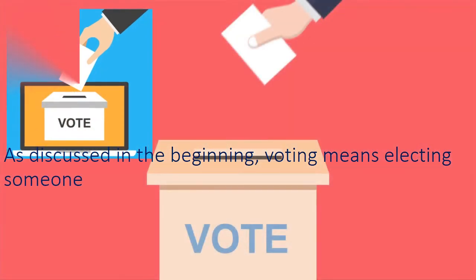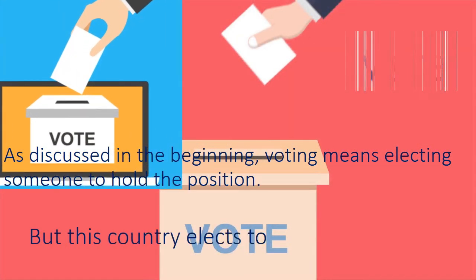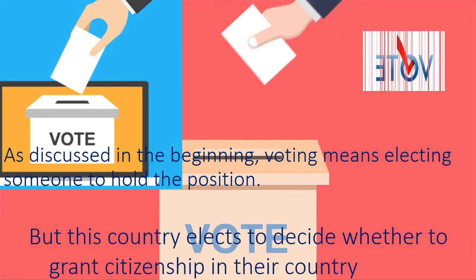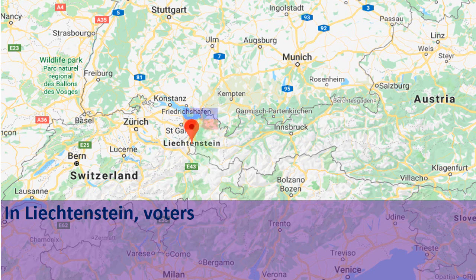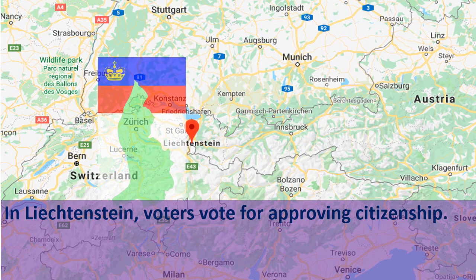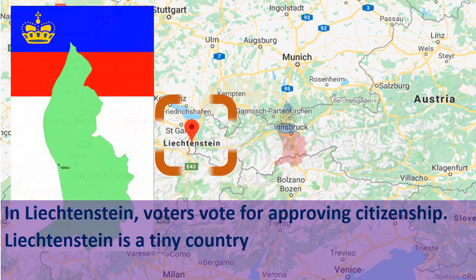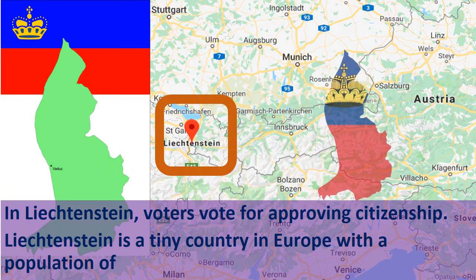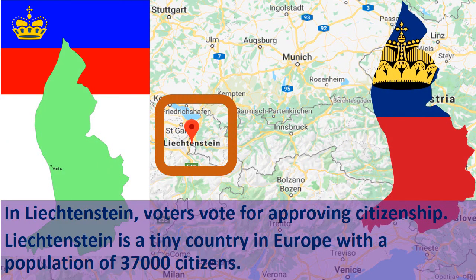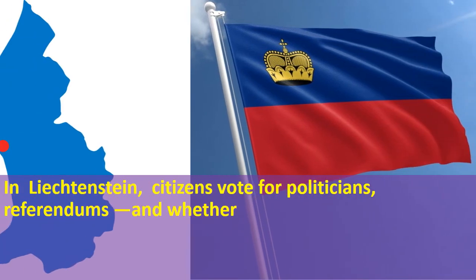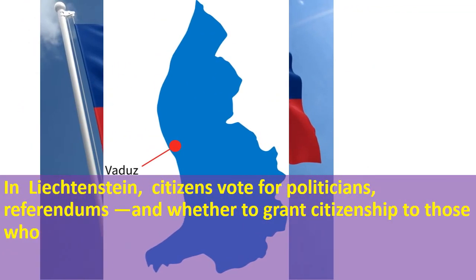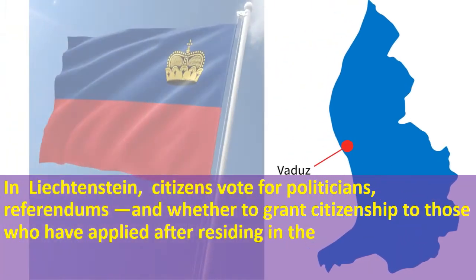As discussed in the beginning, voting means electing someone to hold a position. But this country elects to decide whether to grant citizenship in their country or not. In Liechtenstein, voters vote for approving citizenship. Liechtenstein is a tiny country in Europe with a population of 37,000 citizens. In Liechtenstein, citizens vote for politicians, referendums, and whether to grant citizenship to those who have applied after residing in the principality for 10 years or more.